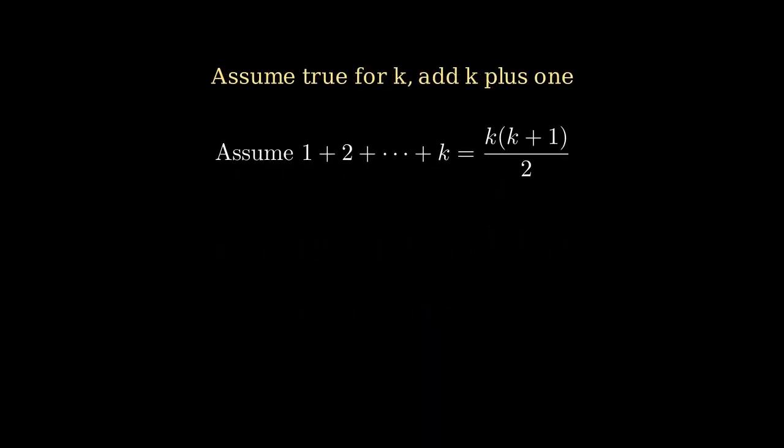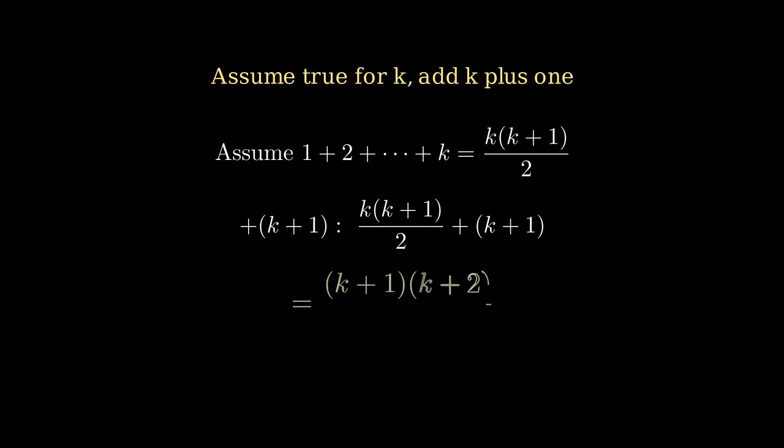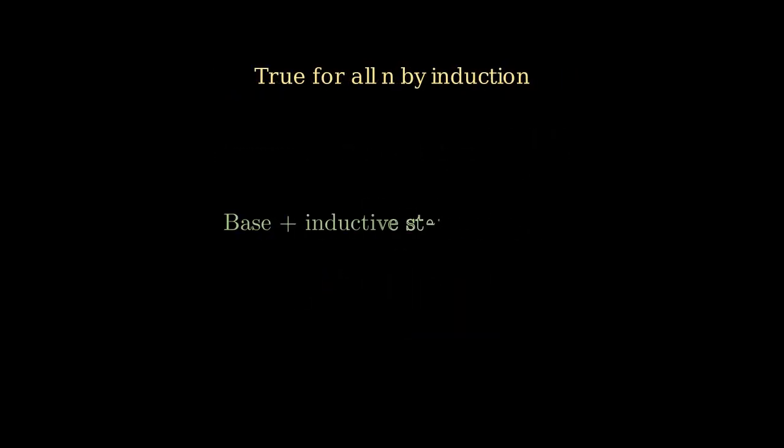to both sides, showing the sum up to k plus 1 equals k plus 1 times k plus 2, all divided by 2, matching the same formula with n replaced by k plus 1. Since the base case holds and the statement passes from k to k plus 1, the formula holds for all positive integers n by mathematical induction. Now we state the Maclaurin series for e to the x.